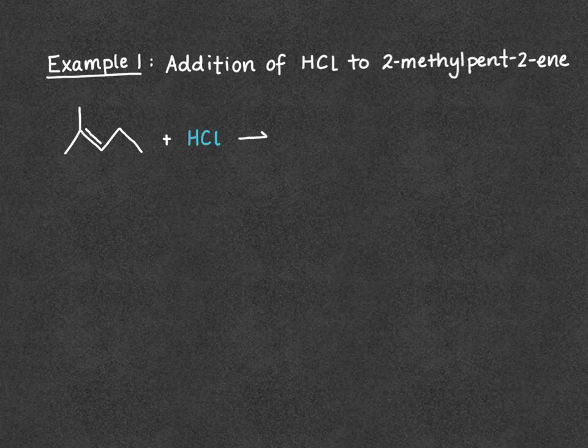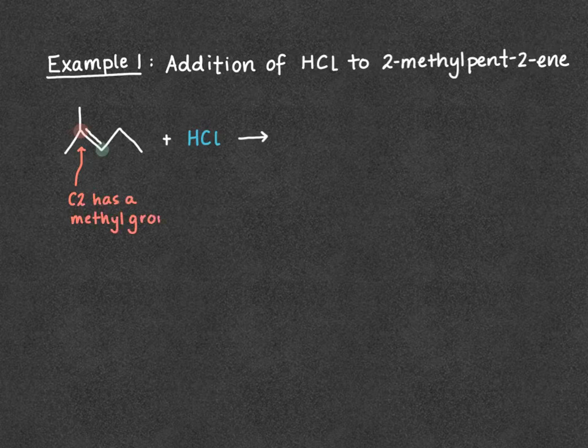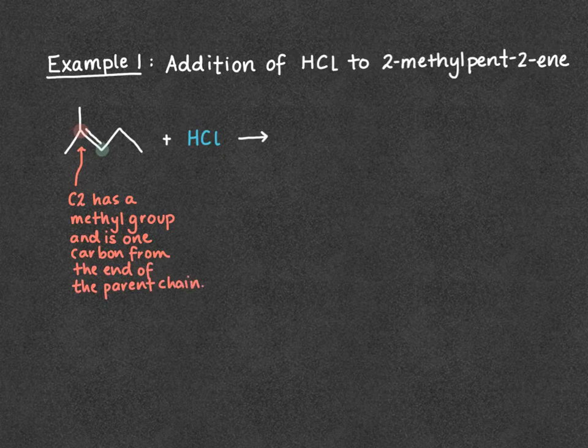this compound. Now the reason that we can form multiple products here is that we have different carbons on either side of our double bond. So one carbon, we'll call this C2. C2 has a methyl group and is one carbon from the end of the chain. C3 has no methyl group, is unbranched, and is 2 carbons away from the end of the chain on either side.